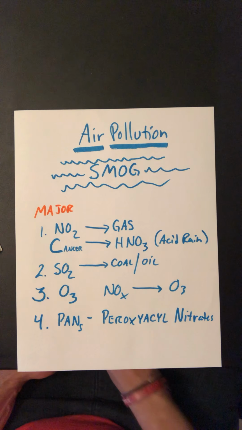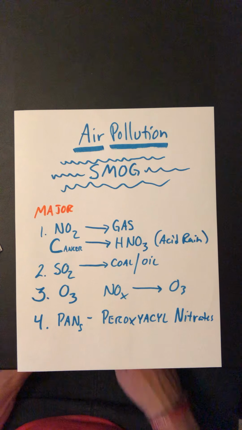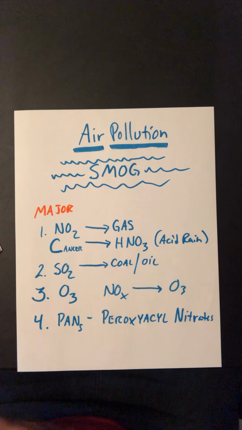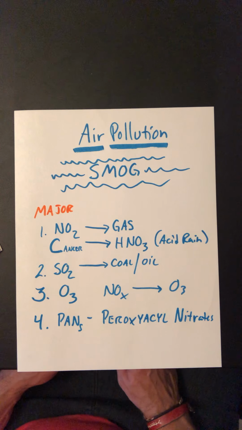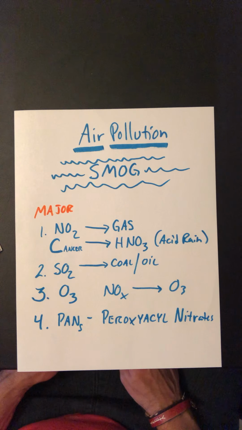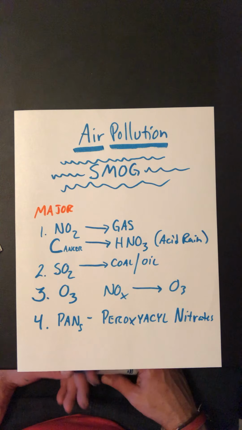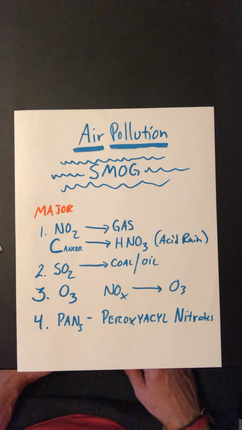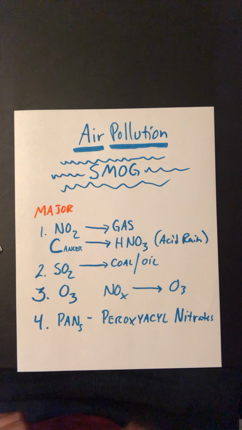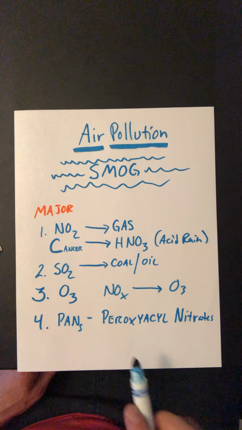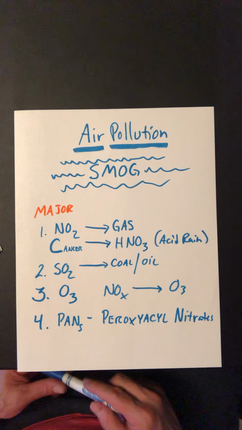PANS. Now, these are also secondary pollutants, caused when oxygen and nitrogen are mixed by ultraviolet radiation. Unfortunately, these are unstable, and they're often found in urban and industrial pollution. What can happen with these is eye irritation, and they're also linked to extensive damage to vegetation.